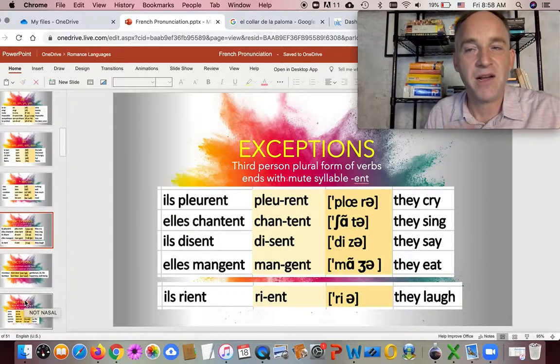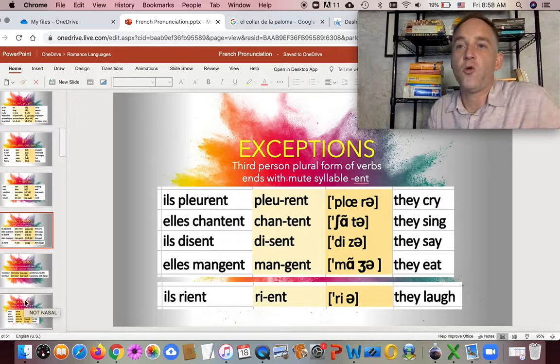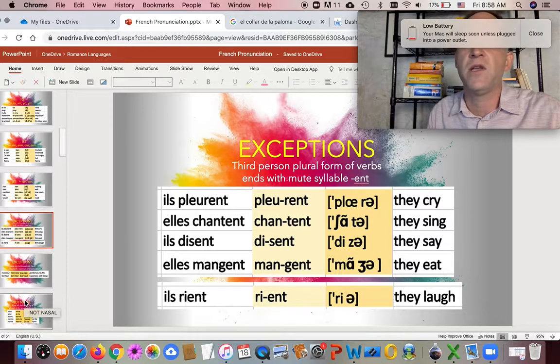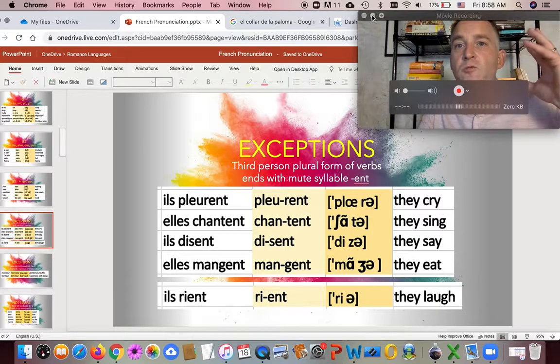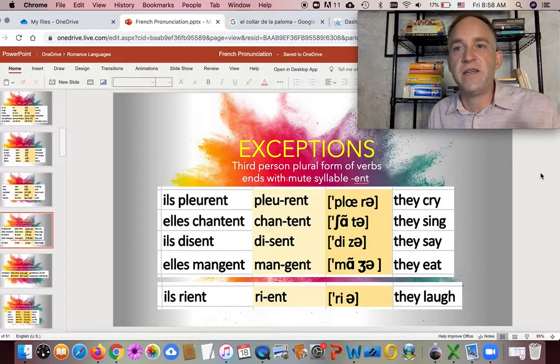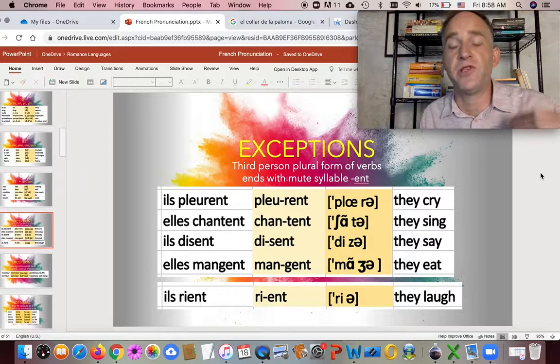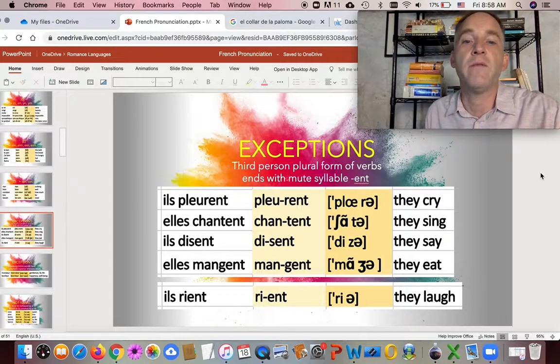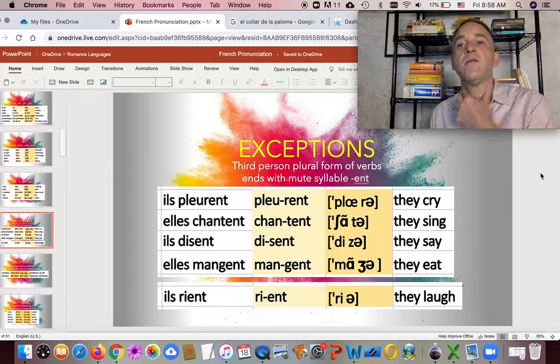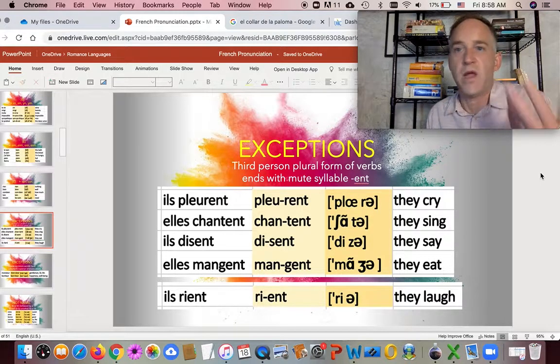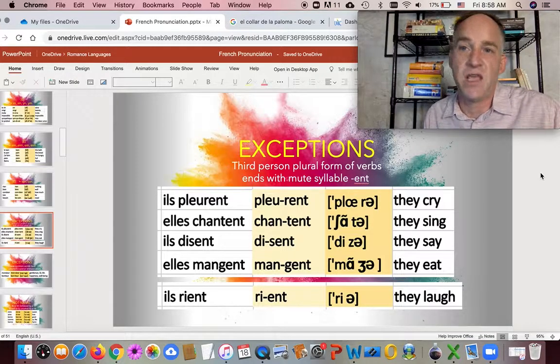Now, we're just going to talk about a couple exceptions. There is a quite common spelling, ENT, that we do not pronounce. It's at the end of words. It's a verb ending. That's why it's different. It's not part of the word itself. It is a third person plural conjugation of a verb. So all verbs will be conjugated in the third person when necessary, and if they end with ENT, we do not pronounce it. It's a mute syllable basically.